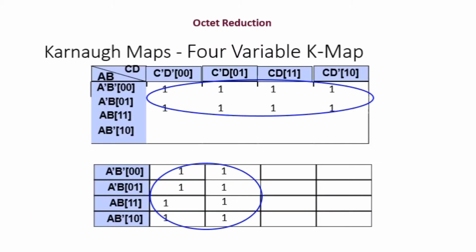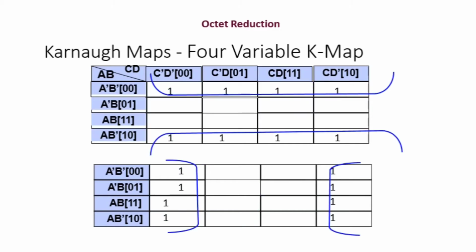So let's check this. This is how an octet can be visualized in a K-map. These 8 might be here, in 2 rows or 2 columns. Similarly, these 8 can be at the extreme rows, or at the extreme columns. So this will also make an octet.